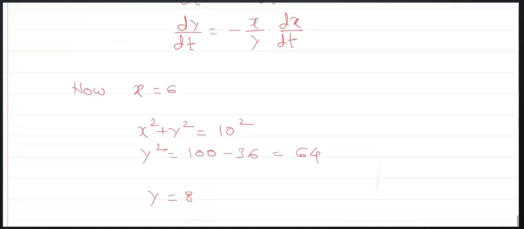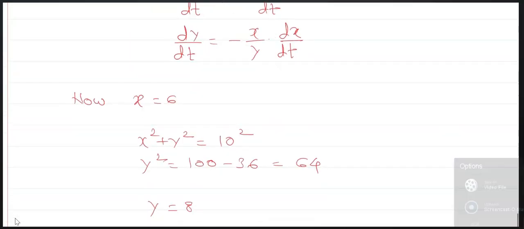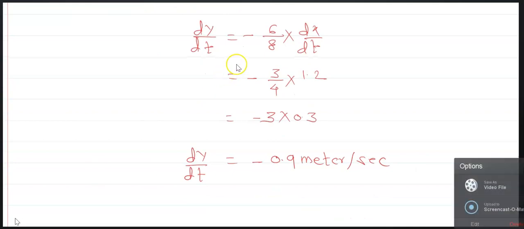Substitute the value. Therefore, dy by dt is equal to minus 6 upon 8 into dx upon dt. That is minus 3 by 4 into 1.2, that is minus 3 into 0.3. Therefore, dy by dt is equal to minus 0.9 meter per second.